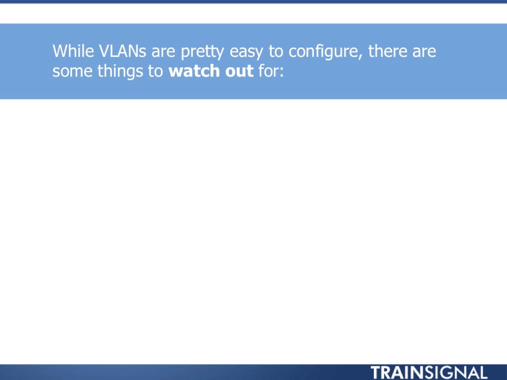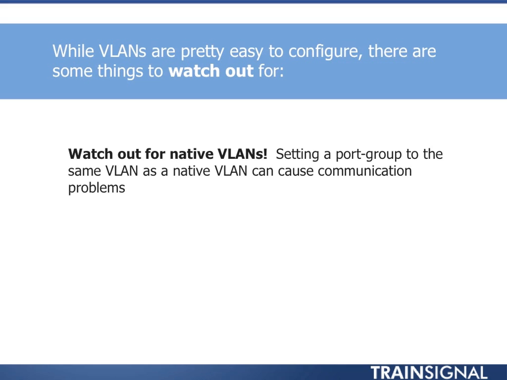So while VLANs are pretty easy to configure, there's just little things to watch out for, some kind of gotchas. Again, I've said this like 18 times, but watch out for native VLANs. Setting a port group to the same VLAN as a native VLAN can cause communication problems. I've seen this a number of times. People will go in, create a port group, set it for VLAN 10, and that's what's set for native on the switch, and they don't understand why it's not working. If it's native on the switch, it needs to be untagged on the vSwitch.